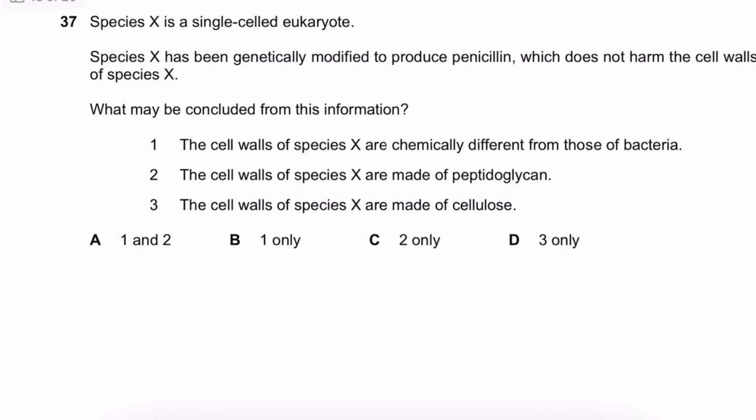Species X is a single-celled eukaryote. Species X has been genetically modified to produce penicillin, which does not harm the cell walls of species X. So what do we conclude from this information? Obviously, they are eukaryotes. They do not have cell walls made of peptidoglycan, so that's why they cannot be harmed. So the cell walls of species X are chemically different to those of bacteria, because if they were the same, then they would definitely be affected by penicillin. The cell walls of species X are made of peptidoglycan. No, again, because bacteria cell walls are made of peptidoglycan. The cell walls of species X are made of cellulose. It can't really be concluded from the information. It could be, but not necessarily. It could be made of chitin, it could be made of any other material, so it's 1.